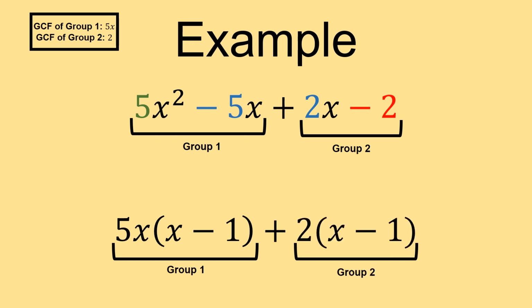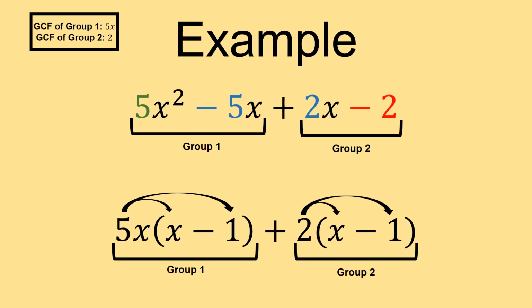Similarly, we're going to factor 2 out of group 2, and we're going to be left with 2 times the quantity x minus 1. I recommend, after factoring out the greatest common factor of each group, you check that you did it properly by redistributing their values in to see that group 1 is equal to the group 1 from before, and group 2, now factored, is equal to group 2 from before.